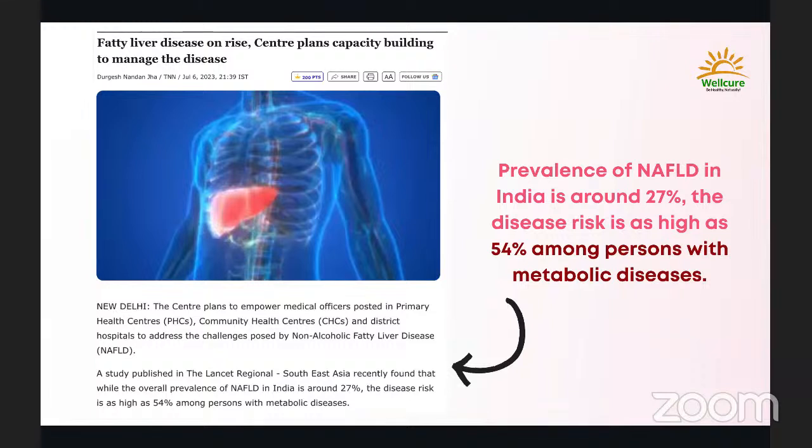So fatty liver disease is at center stage. The government is also aware that fatty liver disease is increasing, and they are trying to make plans to make sure people are addressed before major liver issues arise, to a point that liver transplants are needed. So more and more primary health centers and community health centers are trying to address this issue, because it's a major epidemic that is happening.